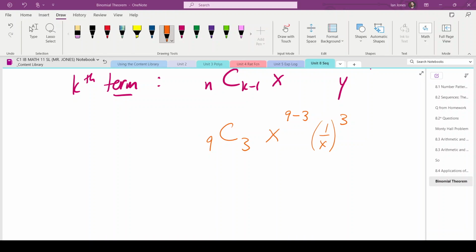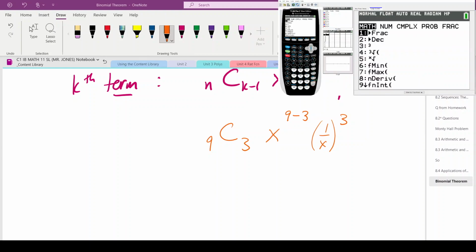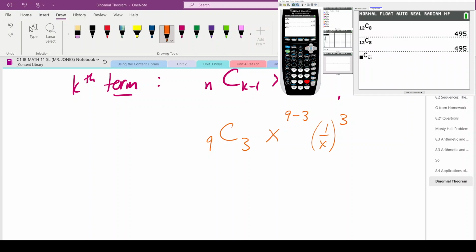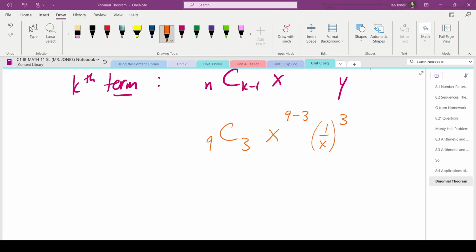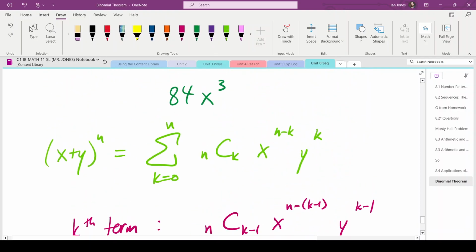I'll pull up the graphing calculator this time. 9 choose 3, I go math. I go over to probability. I go nCr. 9 choose 3, enter. I get 84. So I have 84 x to the 6, 1 over x cubed, which is, of course, 84x cubed. Same answer as before.